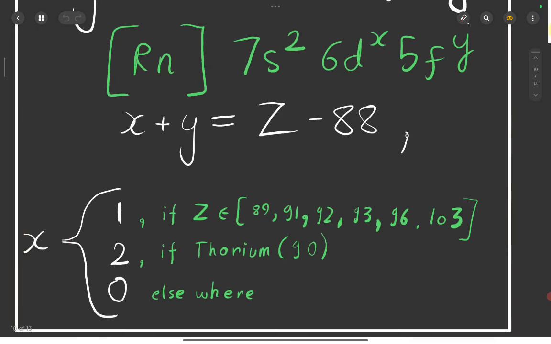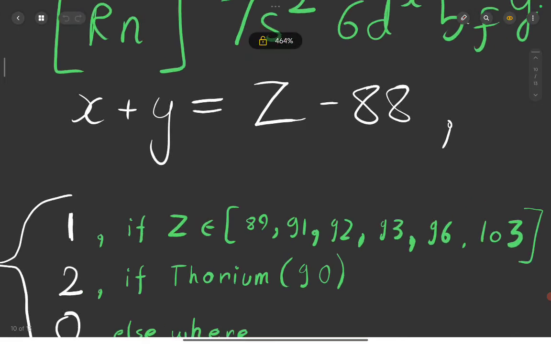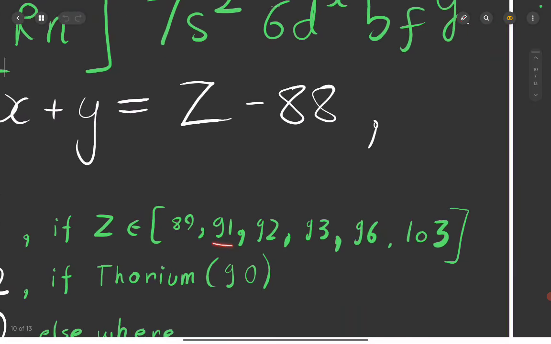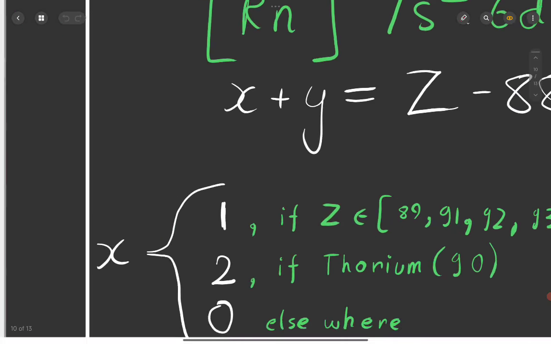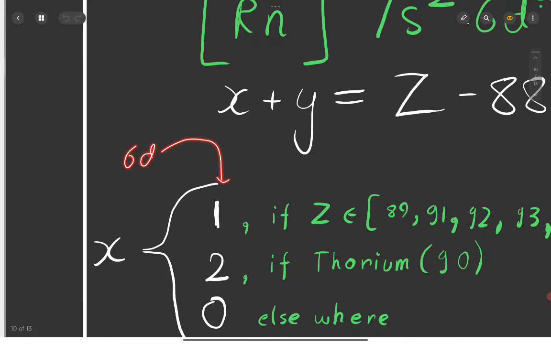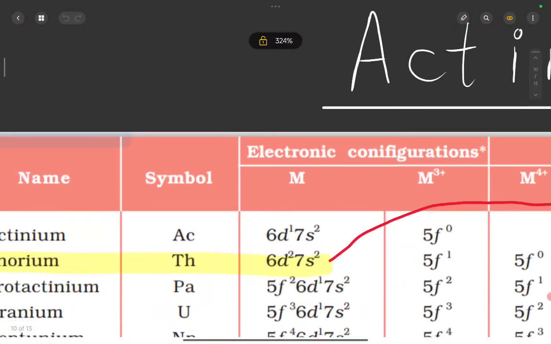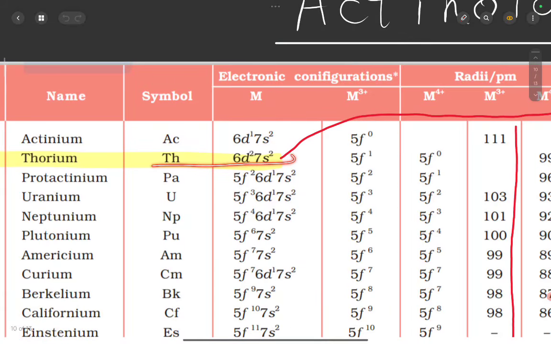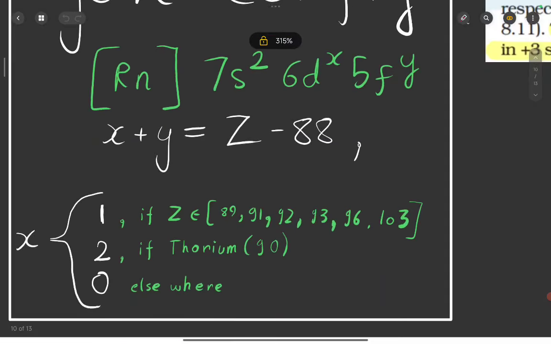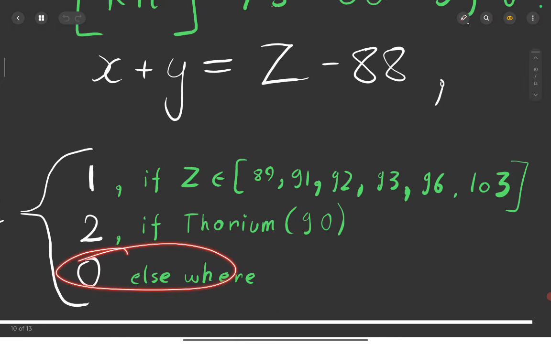The value of x, which means in the d subshell, if Z belongs to 91, 92, 93, 96, or 103, and this is actinium, then the 6d shell is going to have one electron. Only for thorium it is going to have two electrons and none in the f shell, but still thorium is regarded as an f block element. Also remember this as an exception to the general configuration of f block elements. Everywhere else it is going to be 0.